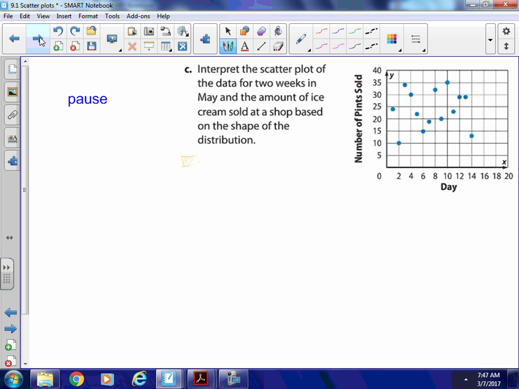So you try this next one. You're going to interpret the scatter plot of the data for 2 weeks in May and the amount of ice cream sold at a shop based on the shape of the distribution. So pause the video and make your attempt.